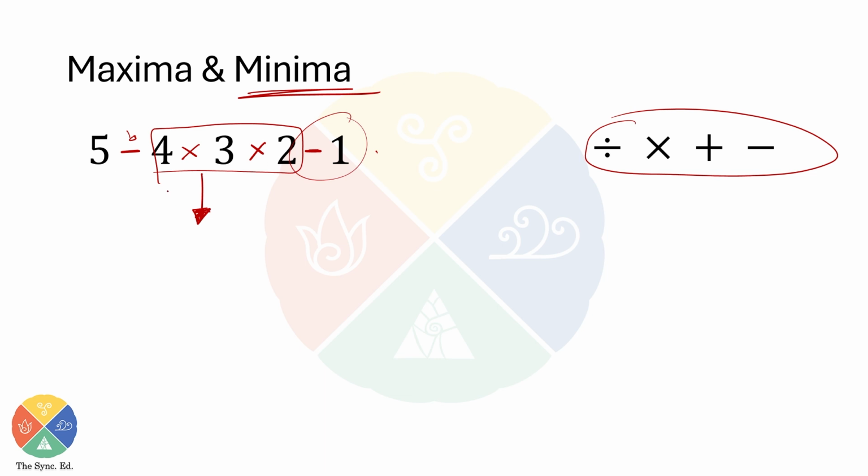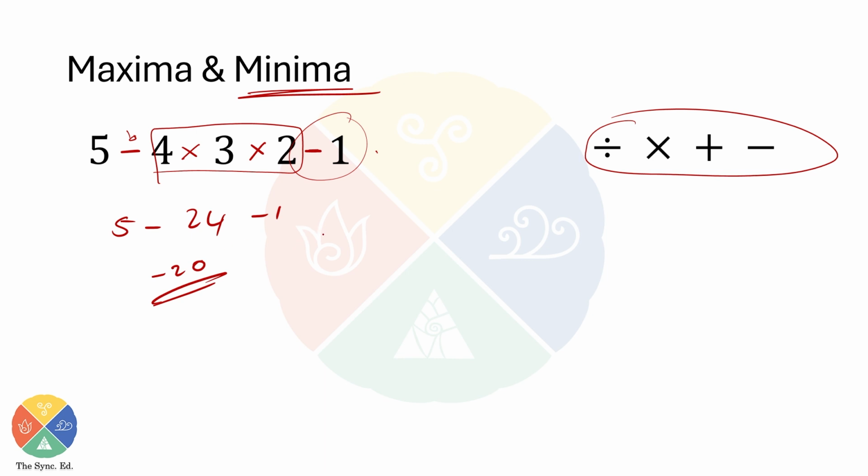So of course, if you apply BODMAS, you will have to do 4 into 3 into 2 first, you are going to get 24. 5 minus 24 minus 1 will give you minus 20 as the smallest possible value. Okay? Minus 20 is the smallest possible value.